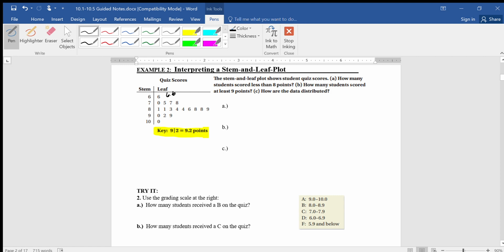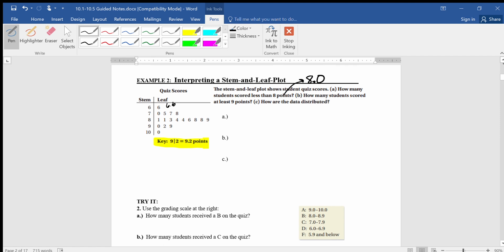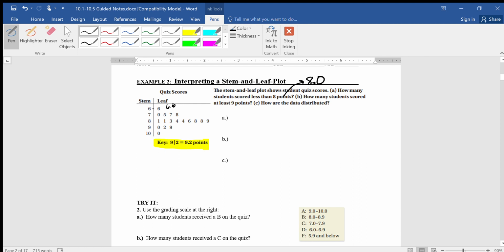Okay. So let's look at the questions they're asking us. It says, how many students scored less than 8 points? So 8 points, we have to think about it as a decimal. That's 8.0. So how many students scored less than an 8.0? Okay, so we have 6.6. We have 7.0, 7.5, 7.7, and 7.8. So that's 5 scores. Because we have 6.6, 7.0, 7.5, 7.7, and 7.8. So those are the 5 scores that are less than the 8.0.